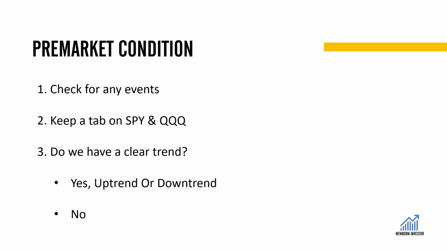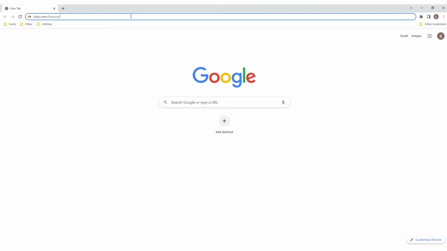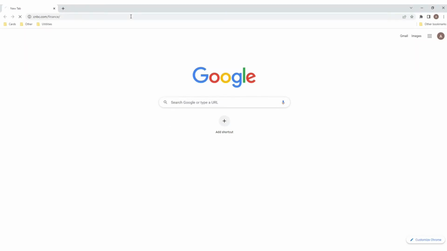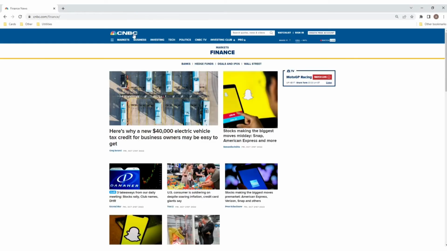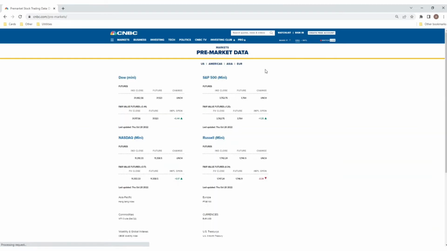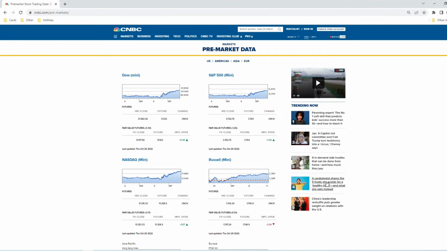Firstly, the pre-market conditions. So what are the ideal pre-market conditions for my setups? To start with, I check for any events. Basically, I go to the CNBC websites and check the headlines. I look to see whether we have any major events coming out like the Fed minutes or inflation report. If there is one coming out, then I'll prepare myself for trading those news. Else, assuming it's going to be a normal day, I'll just continue with the next steps.